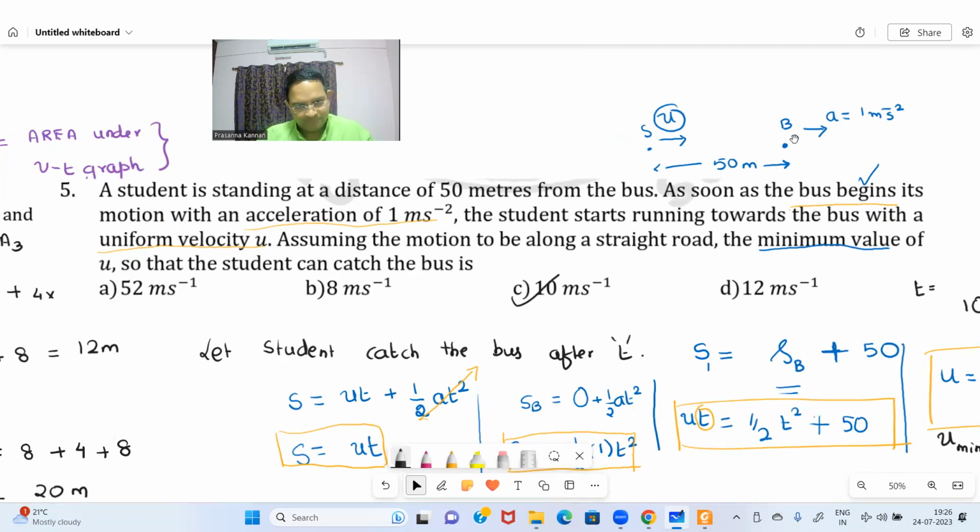But that's not the question. If he travels at 12 meters per second or 52 meters per second, obviously he will catch the bus faster. But the question is, what is the minimum velocity with which he will catch the bus? So the minimum velocity he has to run is with a speed of 10 meters per second in order to catch the bus. And in how much time is he catching the bus? 10 seconds. Yes or no?